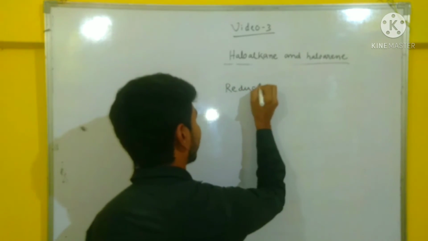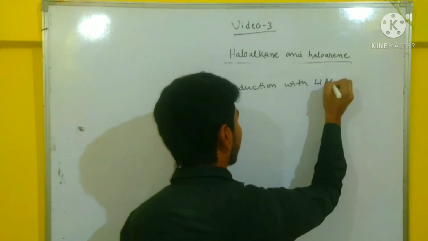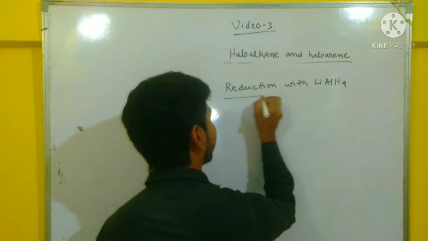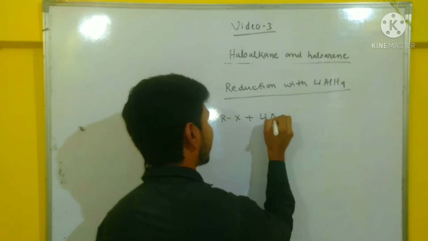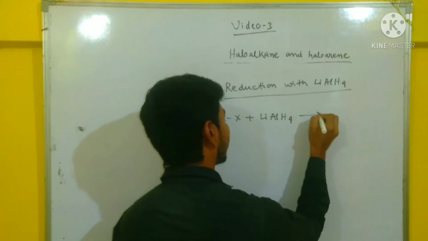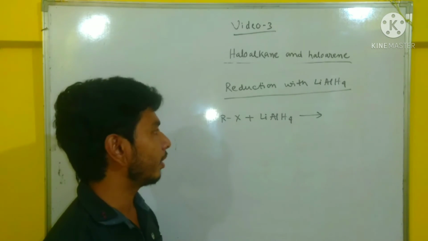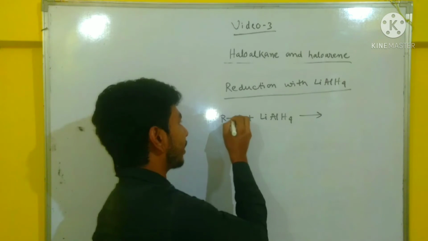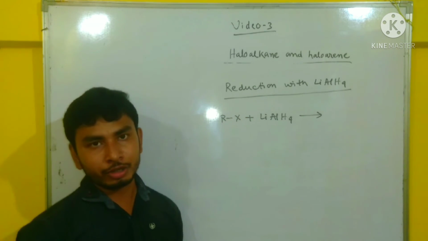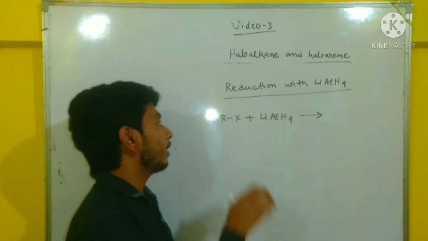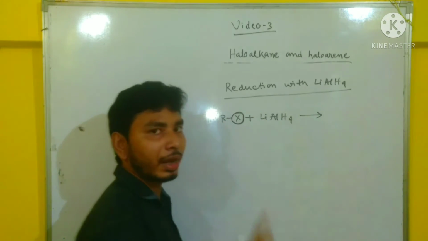The reduction with lithium aluminum hydride. So RX on treatment with lithium aluminum hydride. This is a reduction reaction. Now reduction means addition of hydrogen. Addition of hydrogen is called the reduction reaction. So here this halogen group will be replaced by hydrogen.